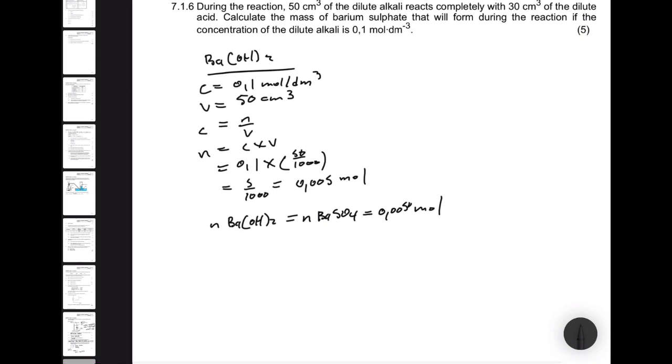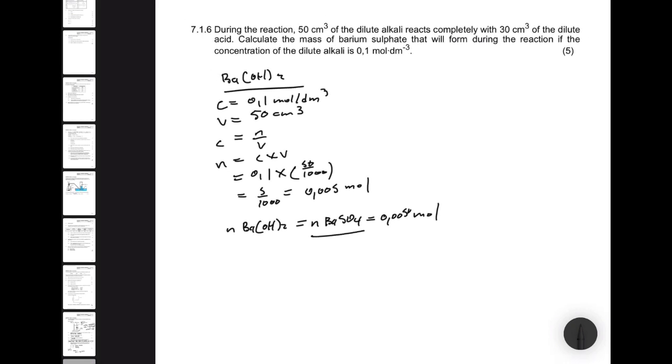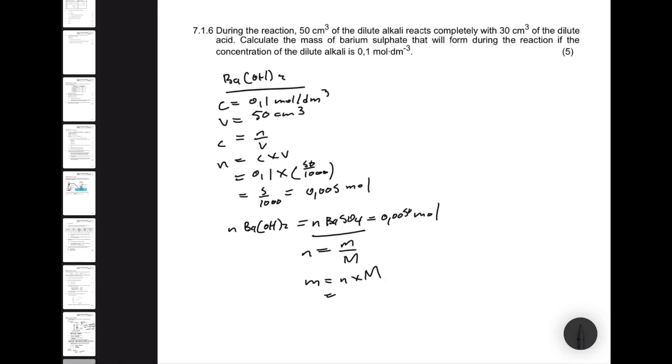We have the number of moles, and the molar mass we can get from our periodic table. So now we know fully well that the number of moles is equal to the mass divided by the molar mass. If you make the mass the subject of the formula, you get number of moles multiplied by the molar mass. So what is the number of moles? What we just calculated, right?